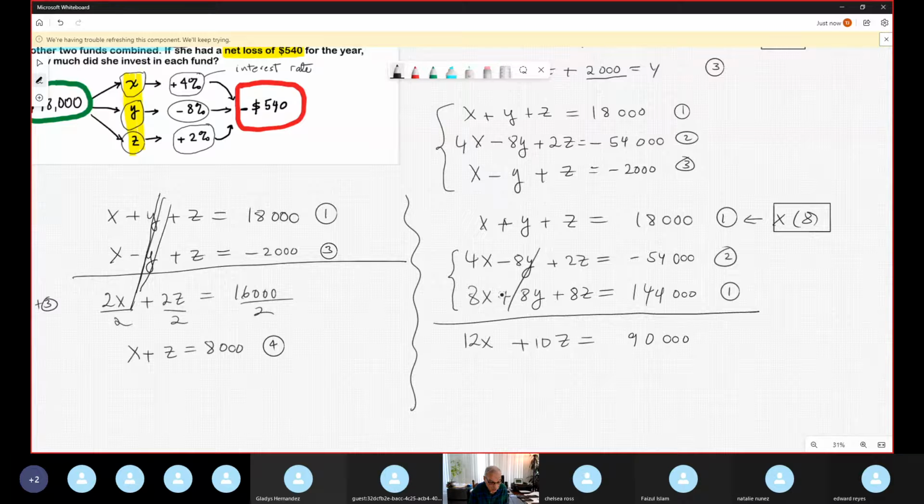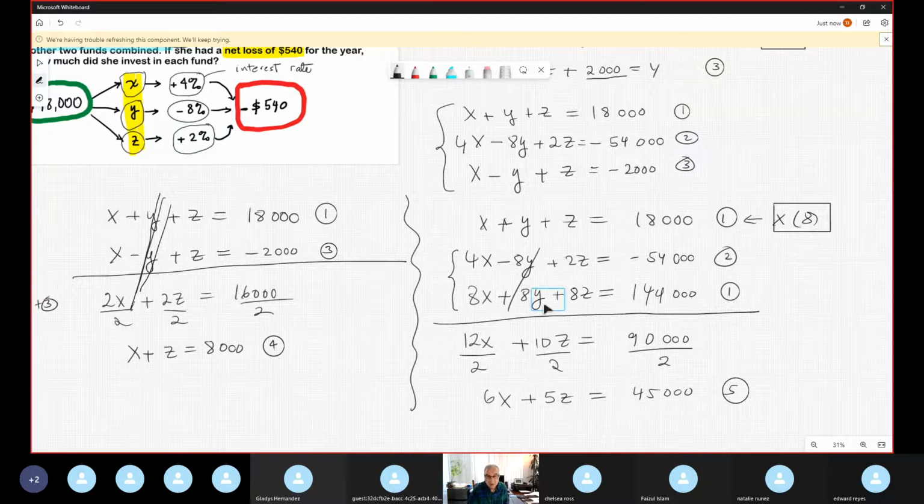Okay, and leave it like that? No, I don't think so. You divide by 2 at least. Divide by 2, because if you don't divide, it's okay, but the only disadvantage is that your number is bigger than my number, no? This is 6x plus 5z equal 45,000. And this is my equation 5.